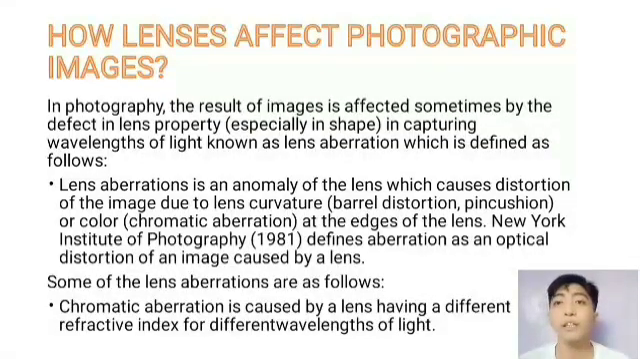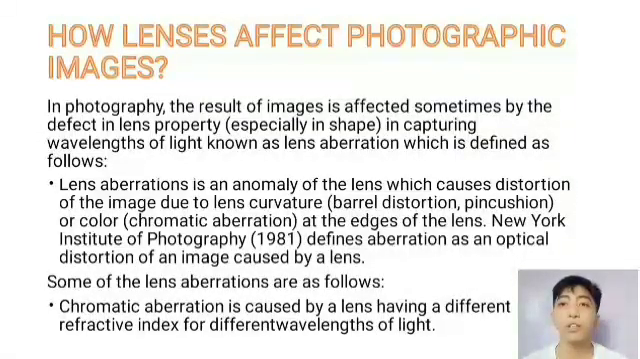Ito yung mga example. Lens aberration is an anomaly of the lens which causes distortion of the image due to lens curvature or color at the edge of the lens. The New York Institute of Photography defines aberration as an optical distortion of an image caused by a lens. Some of the lens aberrations are as follows.